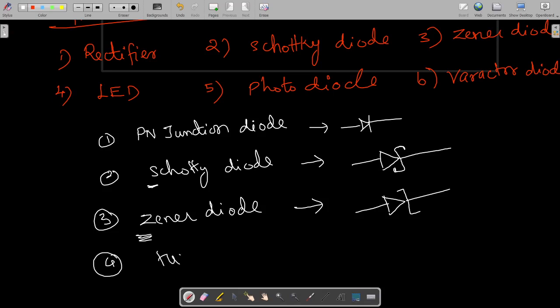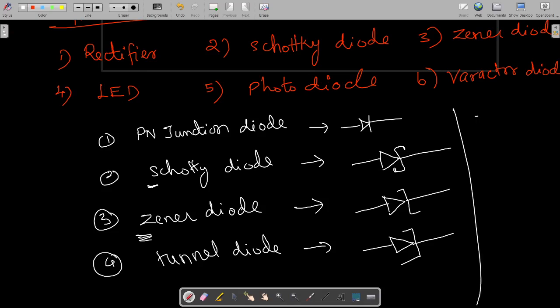And you have the tunnel diode also. Tunnel, it should be in the shape of a tunnel. You know what a tunnel is. So for the tunnel shape, it is given like this. This is the shape of the tunnel diode. And for LED, the symbol is like this. You have the anode and the cathode as in the PN junction diode, but it is emitting light rays. From the anode, light rays are being emitted. So it is the schematic symbol for LED.